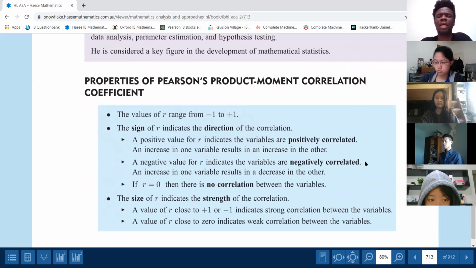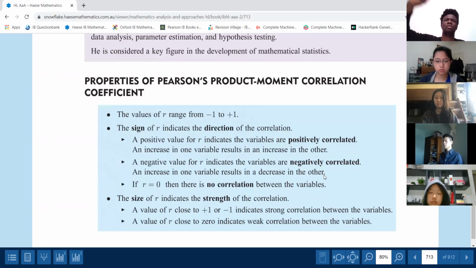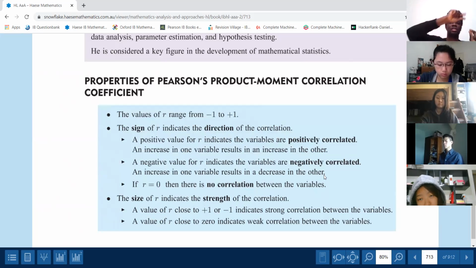Now, that value is always between -1 and 1. It's never beyond. So if you calculate your correlation coefficient and you're getting 2.5, please go back and check. You have done something wrong. Okay? So the sign indicates the direction. If it is positive, then this is the line. If it is negative, then this is the line.